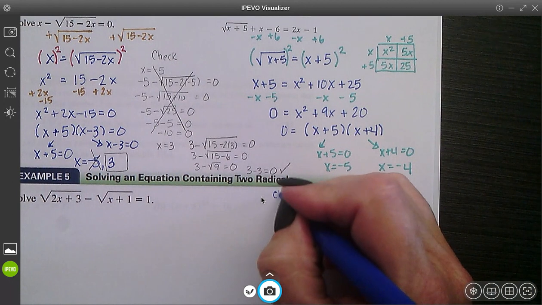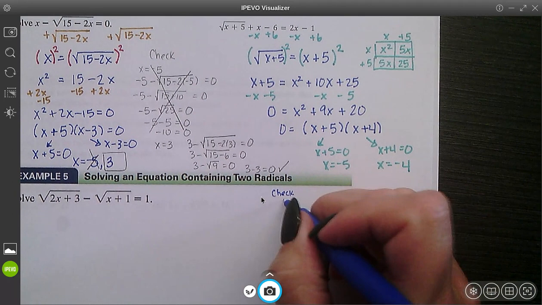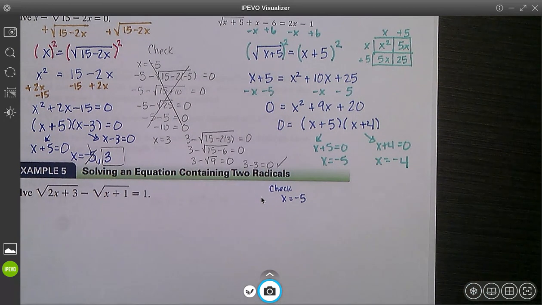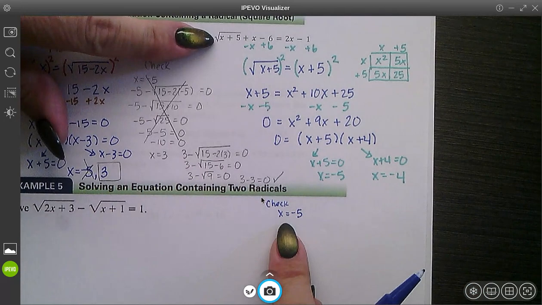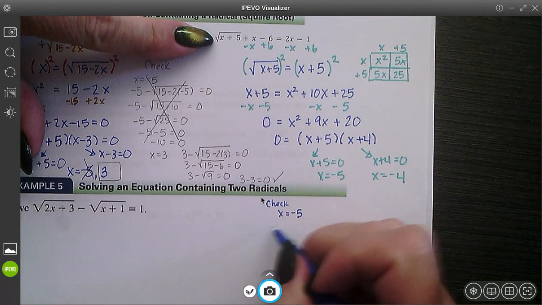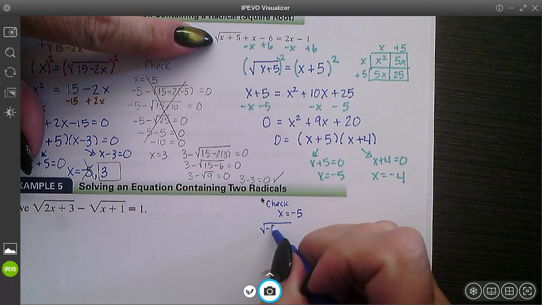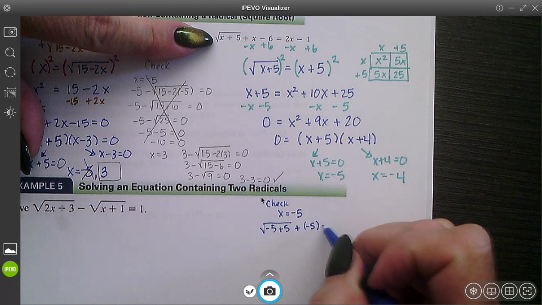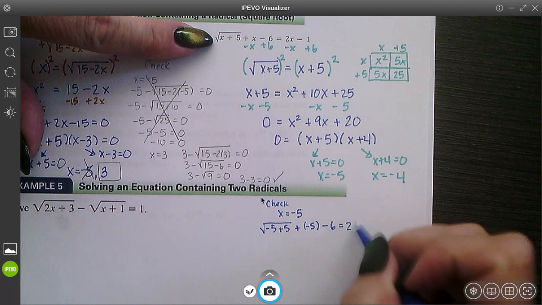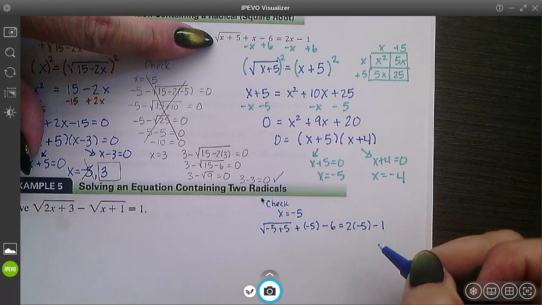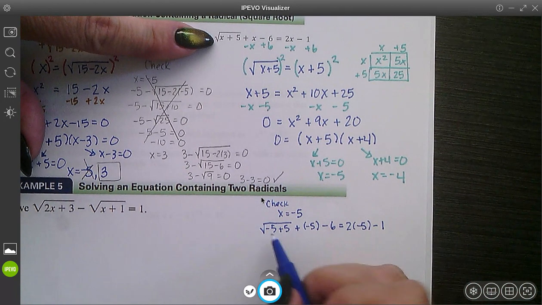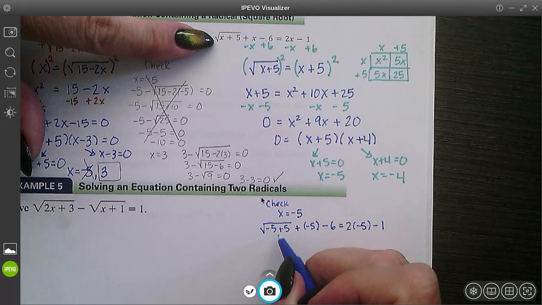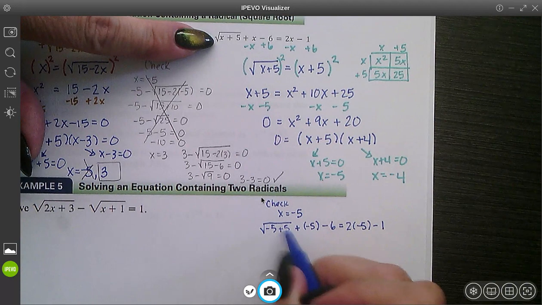So I am going to check x equals negative 5. I do that by replacing all the x's with negative 5's in the original equation. So that would be the square root of negative 5 plus 5, plus negative 5 minus 6, equals 2 times negative 5 minus 1. Then working through this, negative 5 plus 5 is 0. Square root of 0 is just 0. So that is going to go away.